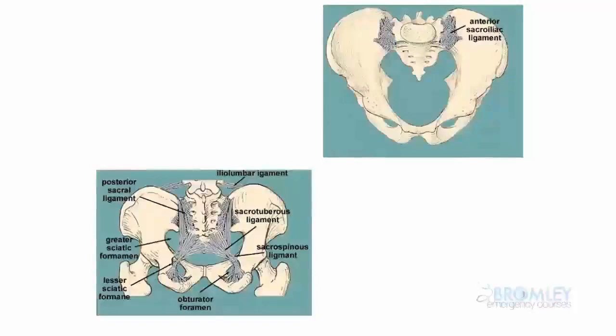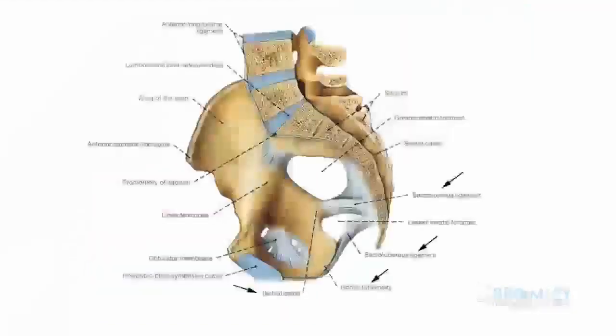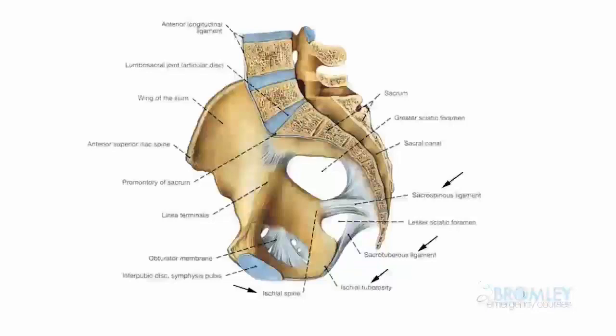This is just another clear view of the greater and the lesser sciatic foramen, and you can see the sacrospinous ligament here, and you can see the sacrotuberous ligament. So the sacrospinous ligament helps in the formation of the greater sciatic foramen. The sacrotuberous ligament helps in the formation of the lesser sciatic foramen. And both of these ligaments are important attachments to the ischium.